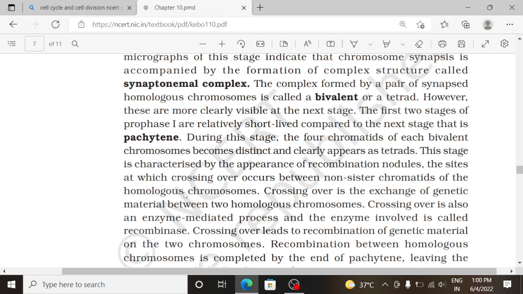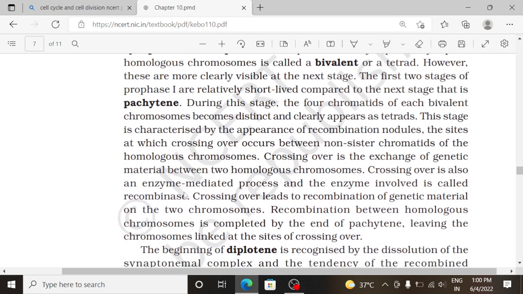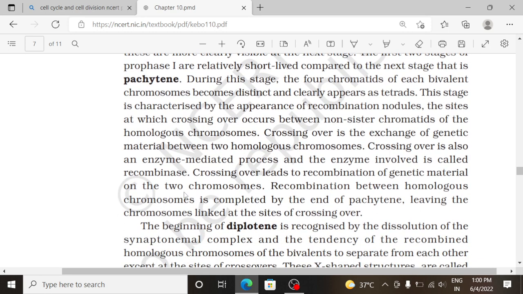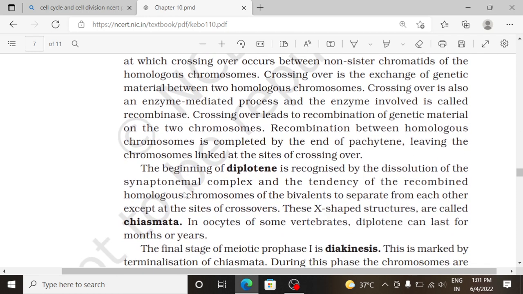This stage is characterized by the appearance of recombination nodules, the sites at which crossing over occurs between non-sister chromatids of the homologous chromosomes. Crossing over is the exchange of genetic material between two homologous chromosomes. Crossing over is also an enzyme-mediated process and the enzyme involved is called recombinase. Crossing over leads to recombination of genetic material on the two chromosomes.